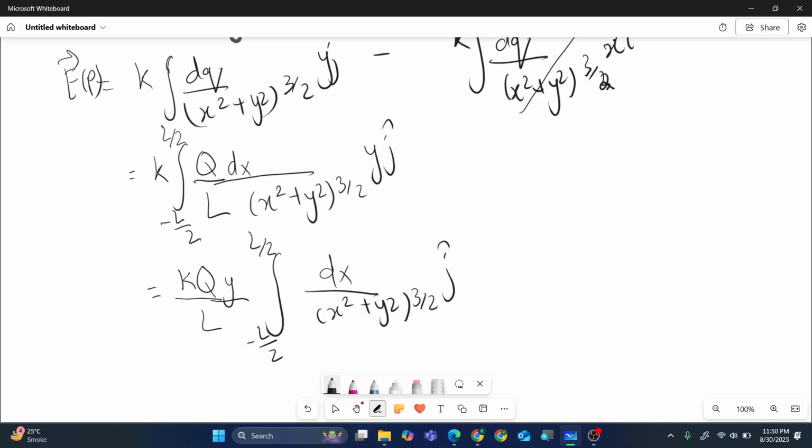So this is how we are going to compute this. Now we can just easily solve this by putting the right values in this integral, and this is how we calculate the electric field due to a rod on the symmetry axis.